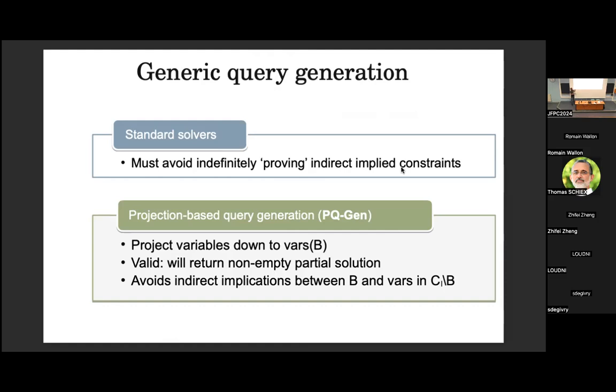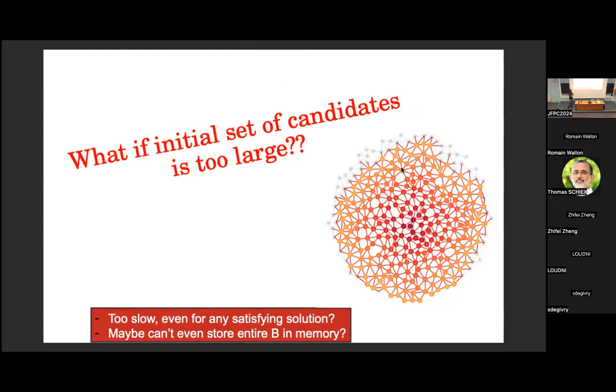And right now, there can no longer be indirect implications, because you restricted the set of variables to only those in B. So there will be no indirect interaction between variables that are not used in B. Okay, and then this indefinite proving effect doesn't happen anymore. All right. So by doing this projection, one of the theoretical bottlenecks is actually fixed. All right. Okay, but there's a second issue.